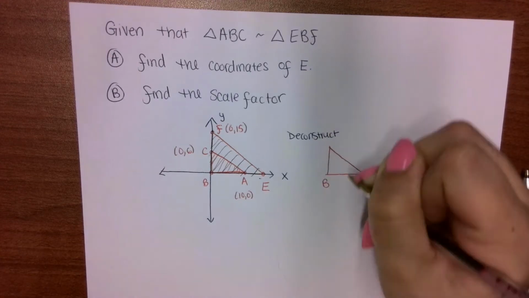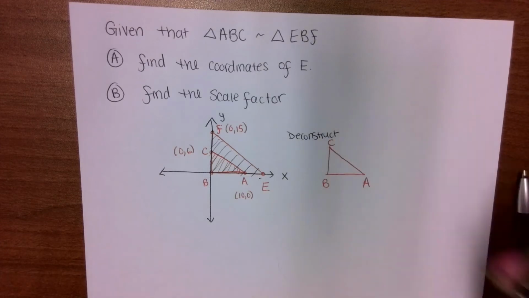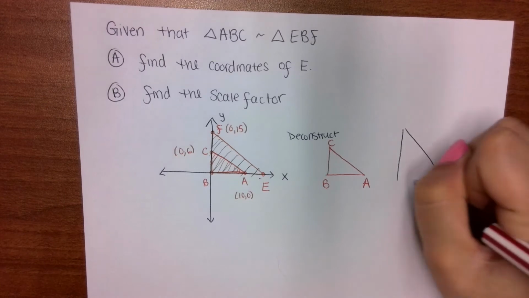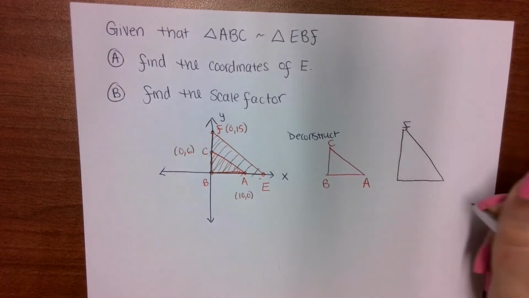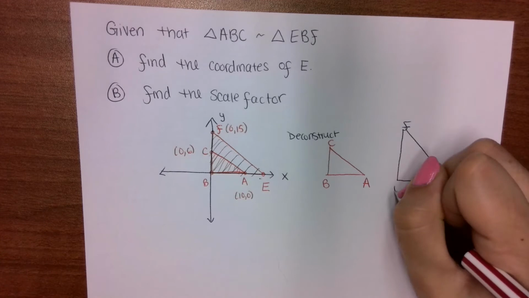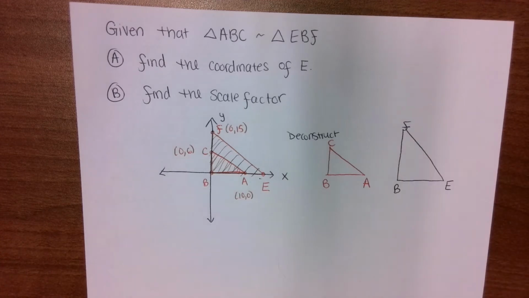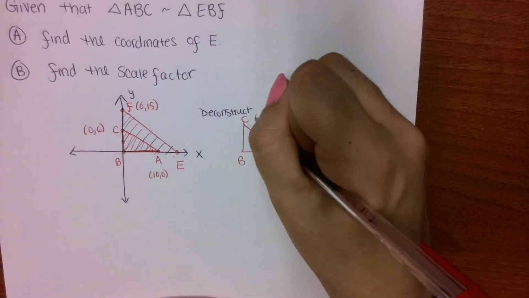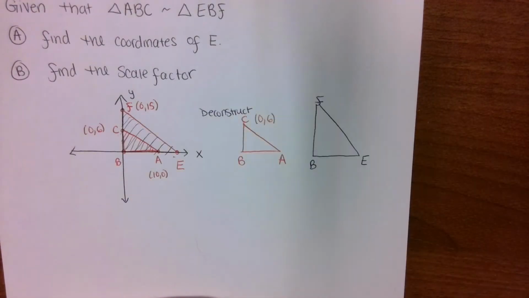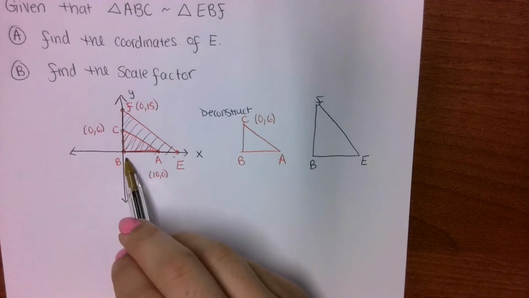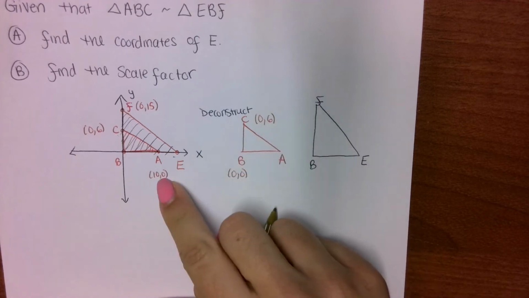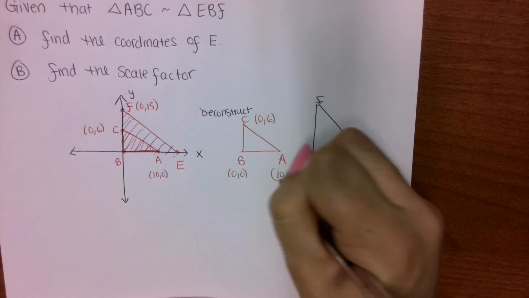So we have B, C, and A. And we have the big triangle, which was, we have F here, E, and B. Okay, so we're also going to include the ordered pairs here. So C is at (0, 6). B, they didn't tell you the ordered pair, because you're supposed to know that. It's at the origin right here, so it's going to be at (0, 0). And A is at (10, 0).